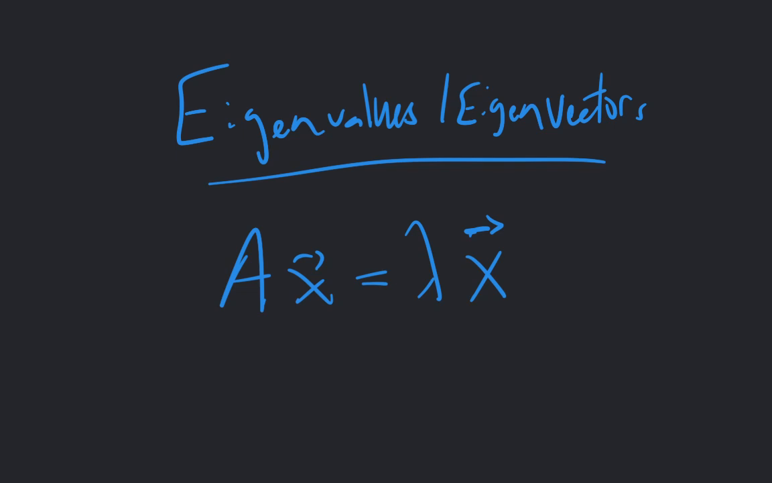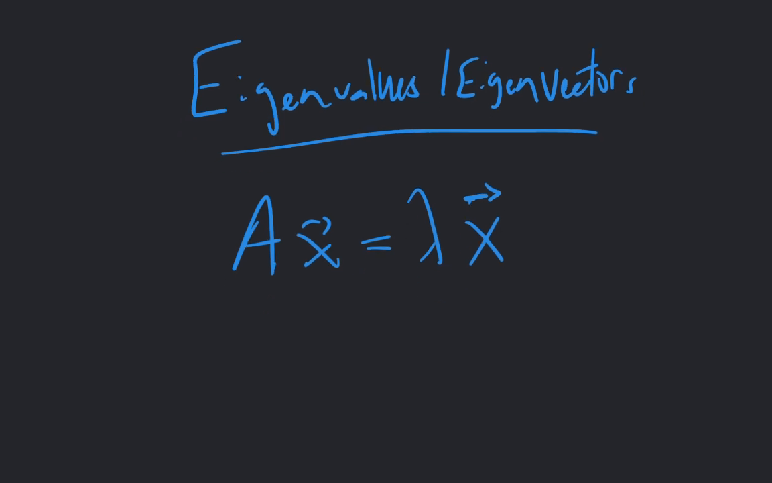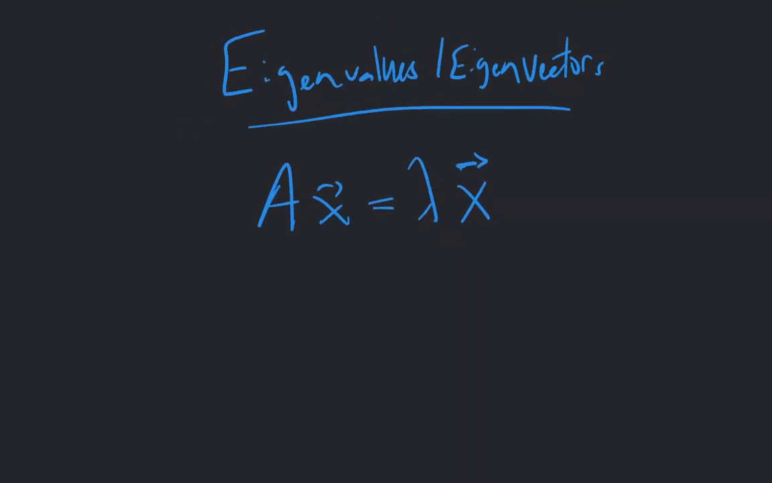Eigenvalues and eigenvectors now are taking the idea of a determinant. I mean, not the idea of a determinant, but using the determinant to find these values, and it's a whole step-by-step process that I'll go over.